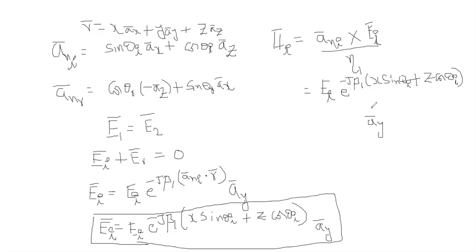And this is the total magnitude. Okay, I substitute the EI bar. That is, EI bar is the total function EI into e power minus j beta 1 (x sin theta I plus z cos theta I) into AY bar. Okay, AY bar cross ANI bar.